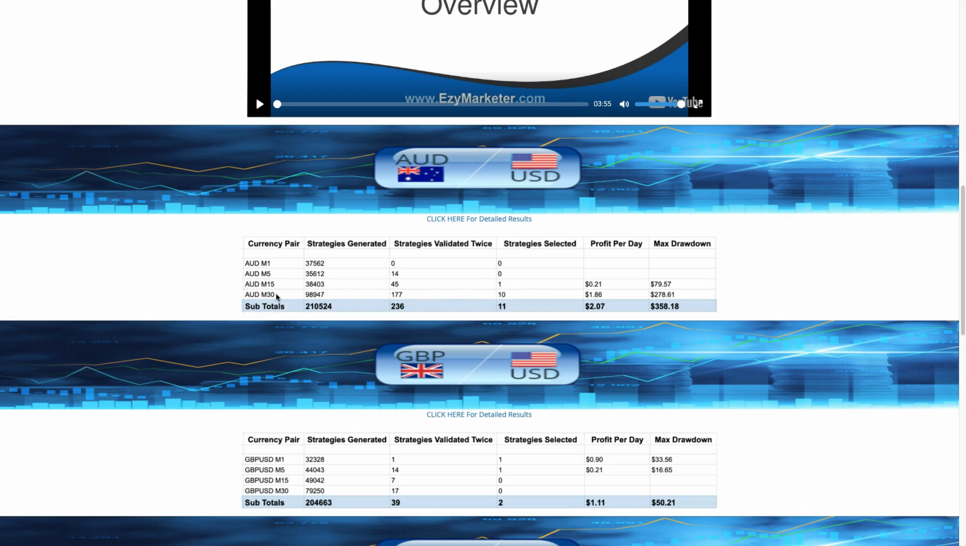The 30-minute chart, 98,000. Guys, this is pretty powerful. Not pretty powerful, it is very powerful. That's why these scans take 10 hours for each time frame to scan, produce the different strategies, test the strategies, double test them, and then I cast my eyes over them. There were 177 strategies that met our criteria of the double validation, of which 10 of those strategies met my more stringent criteria.